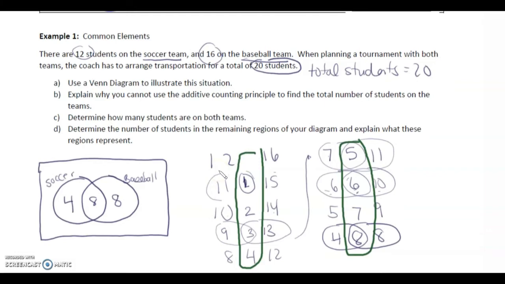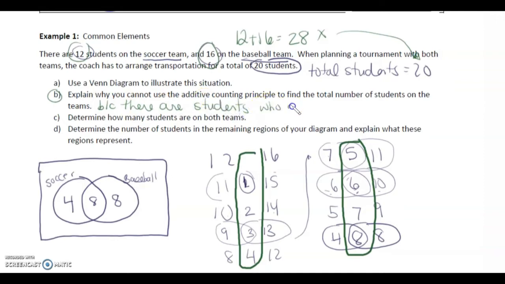So in the 12 plus 16, the reason, and this kind of blends into B, explain why you cannot use the additive counting principle to find the total number of students on the teams. If we took 12 plus 16, we already talked about this, that would be 28, but that wouldn't make sense because there's only 20. Okay, we cannot use it because there are students who overlap, or are on both teams.